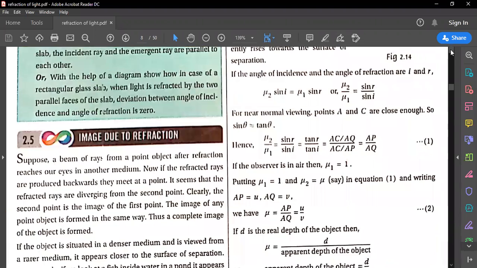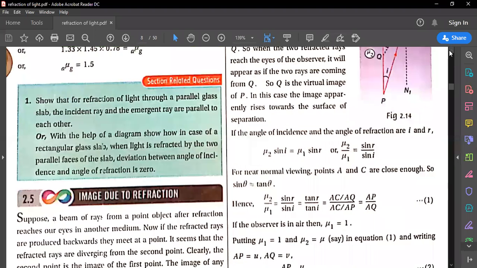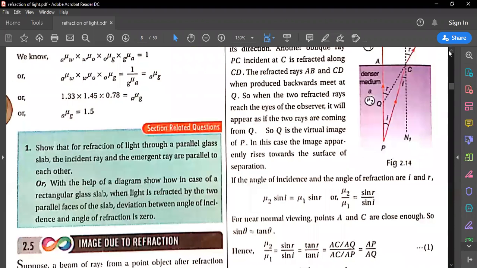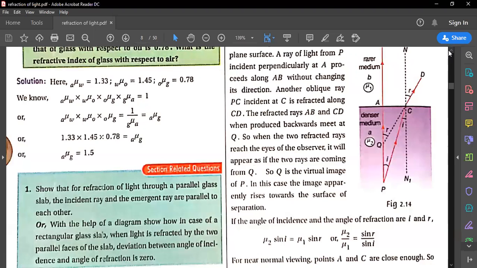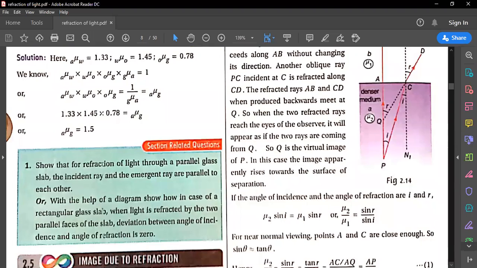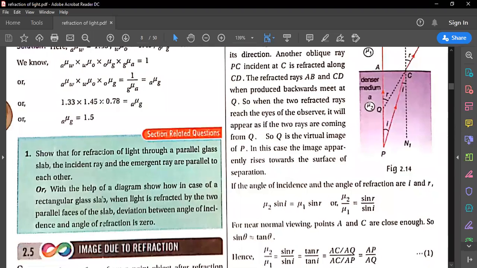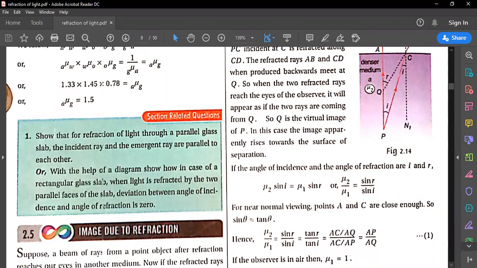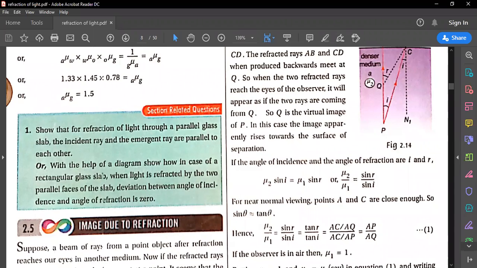Doing the mathematics from the generalized Snell's law, we can write mu2 sin I is equal to mu1 sin R. From there, we can write mu2 by mu1 equals sin R by sin I. Now, for a very small angle of view, or normal viewing angle, we can write sin theta is equal to tan theta. So mu2 by mu1 equals sin R by sin I, and we can write this as tan R by tan I.